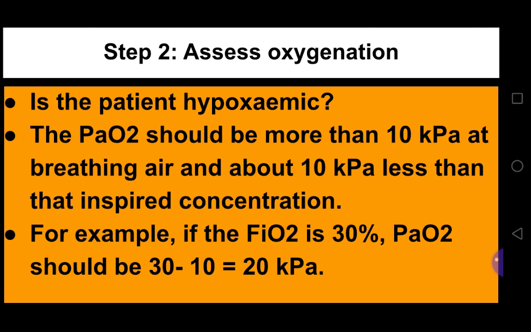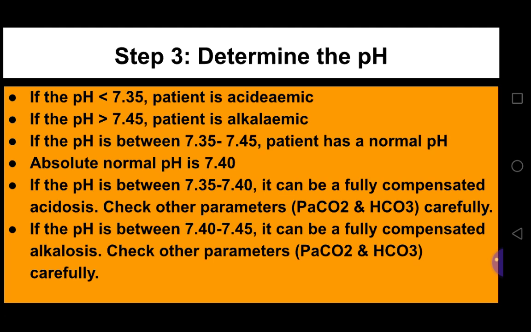Next step is assess oxygenation or check PaO2 and decide is the patient hypoxemic. The PaO2 should be more than 10 kPa at breathing air and about 10 kPa less than that of inspired concentration. For example, if the inspired concentration or FiO2 is 30%, PaO2 should be 30 minus 10 equal to 20 kPa. Third step is determine the pH of the patient.